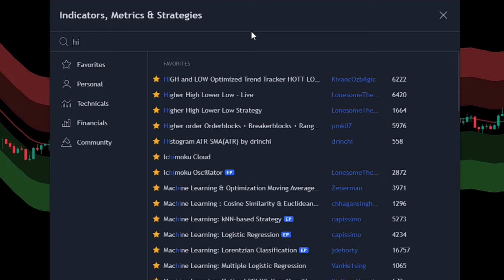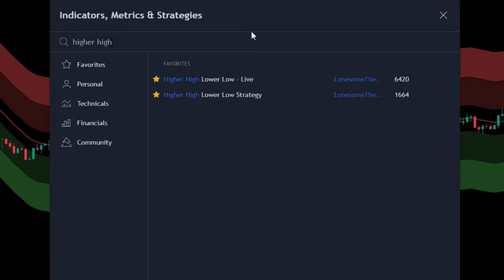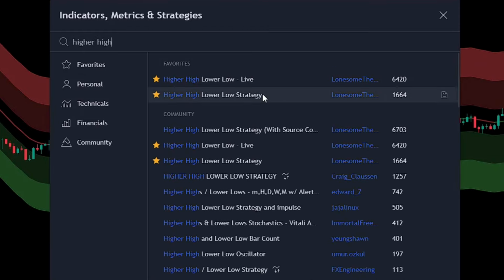We'll also be using another indicator, the higher high lower low strategy. Adjust its settings by unchecking everything except for higher high and lower low.